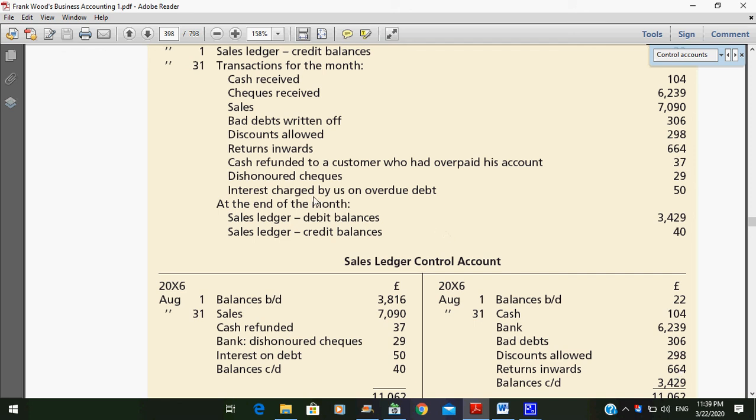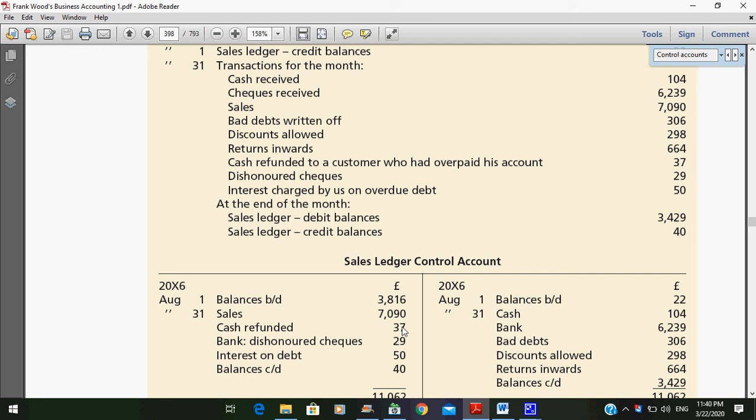Then you have cash refunded to a customer who had overpaid his account. What is happening here is that you are paying back the customer. If you give the customer money, in your sales ledger you would see that recorded on the debit side of the customer's account, right? So you'd also debit it in the sales ledger control account, because it's a total debit.